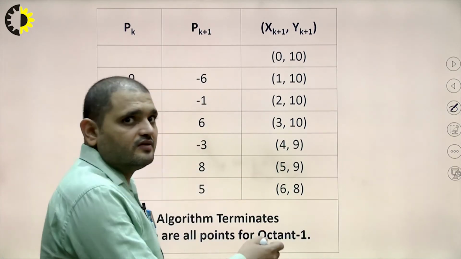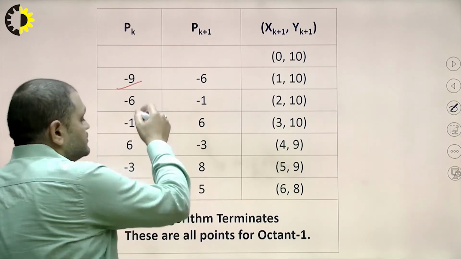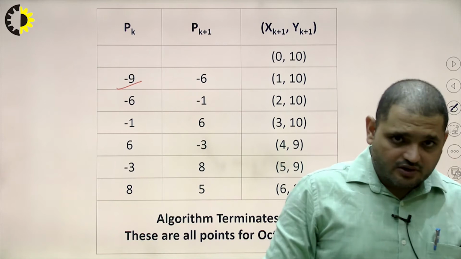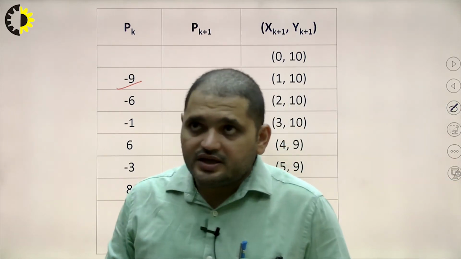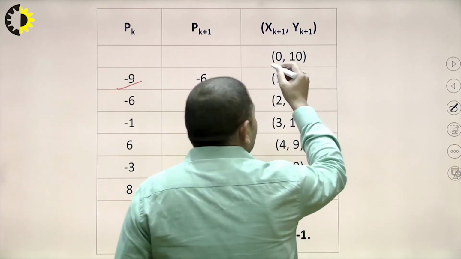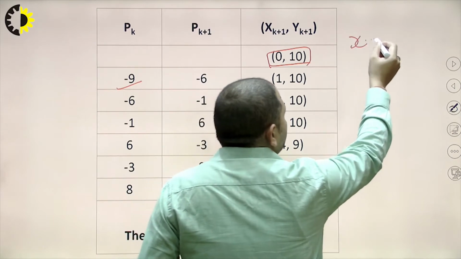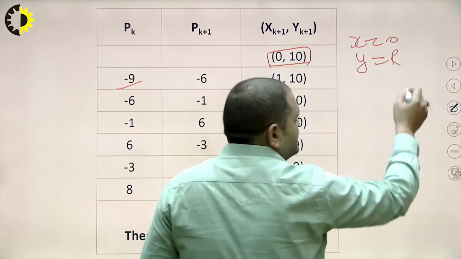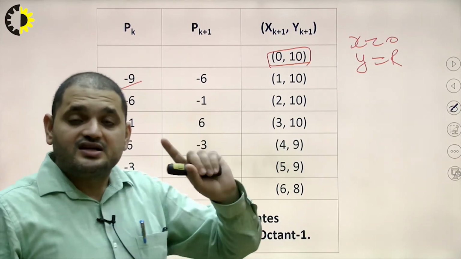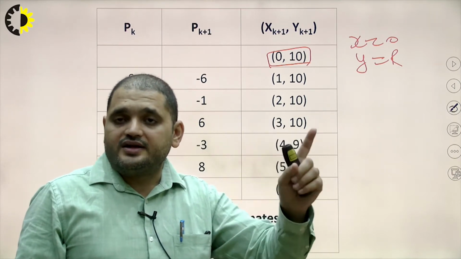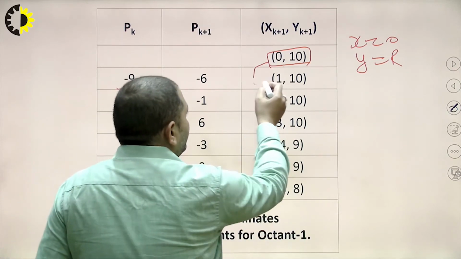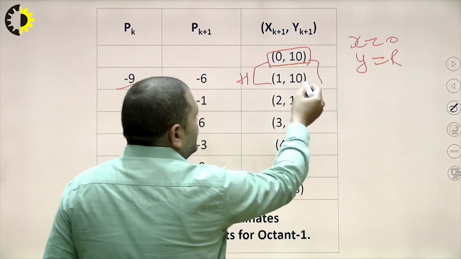First, the initial value of pk which we get is minus 9. For minus 9, what was the iteration? If pk is less than 0, then we will increment 1 in x and y will remain the same. So we are starting with 0, 10. These are the values x equals 0 and y equals r, the initial condition we have taken. So x is incremented by 1 and y will remain the same.